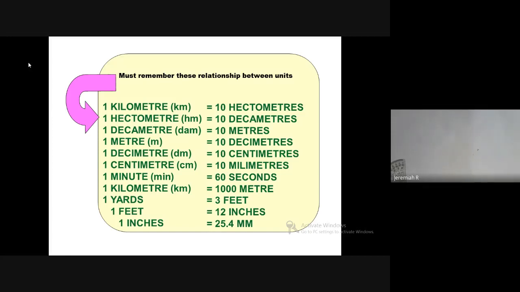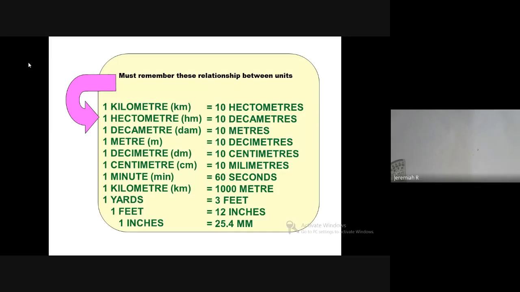1 kilometer is 10 hectometer. A hectometer, we use the short form HM. 1 hectometer is 10 decameter. Decameter, we'll use the unit DAM. 1 decameter is 10 meter. 1 meter, notation M, is 10 decimeter. 1 decimeter, short form DM, is 10 centimeter. 1 centimeter, short form CM, is 10 millimeter. So we are using this in a scale. 1 centimeter is 10 mm.